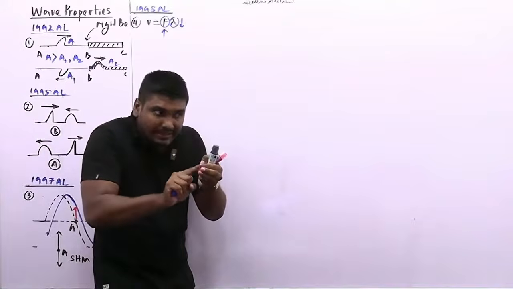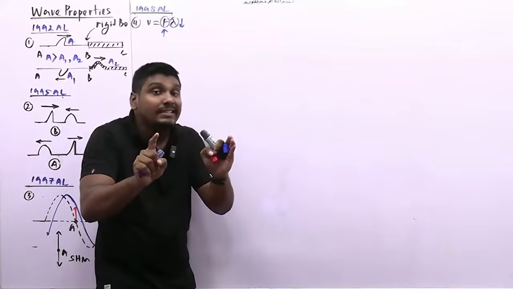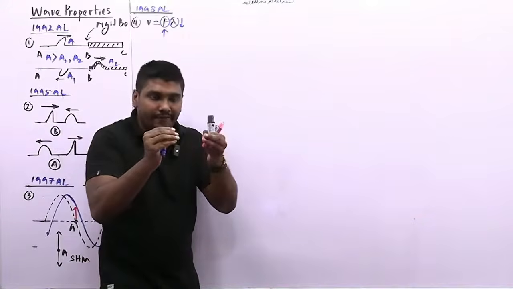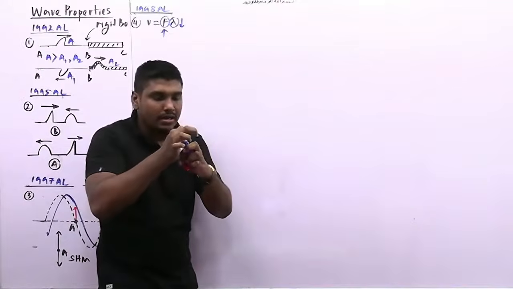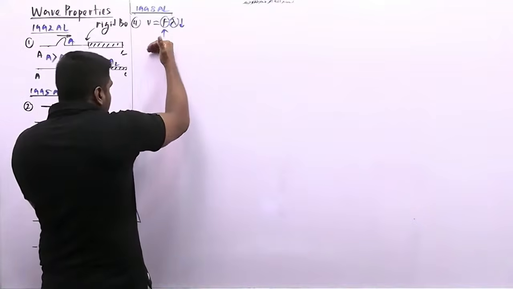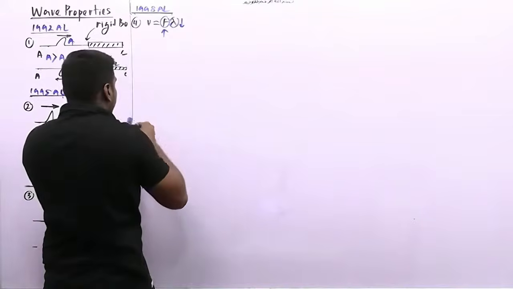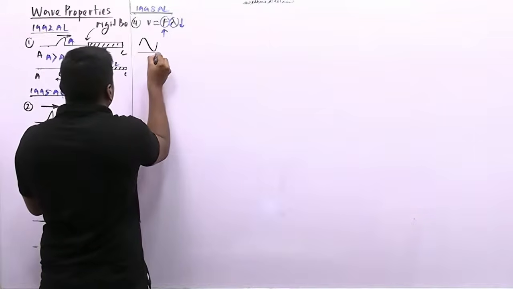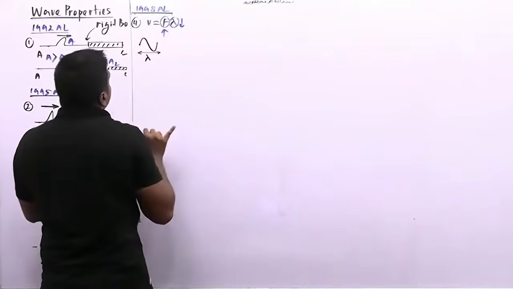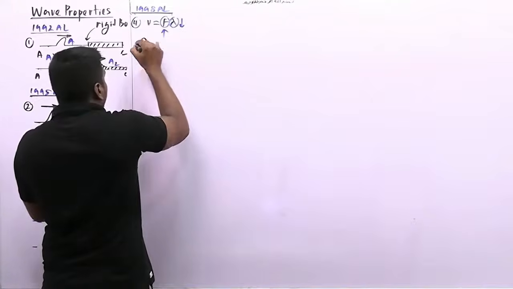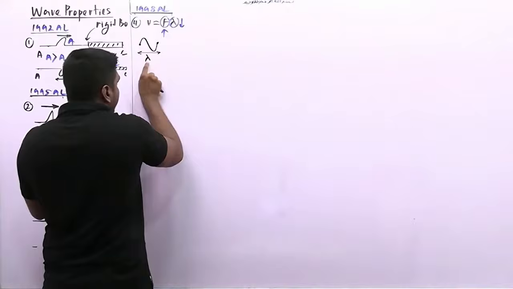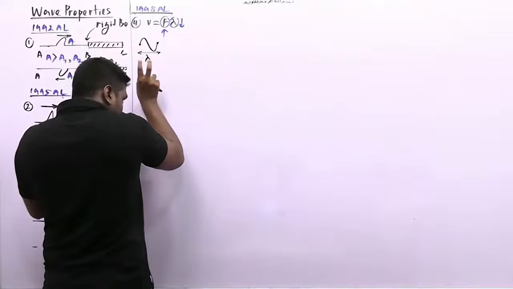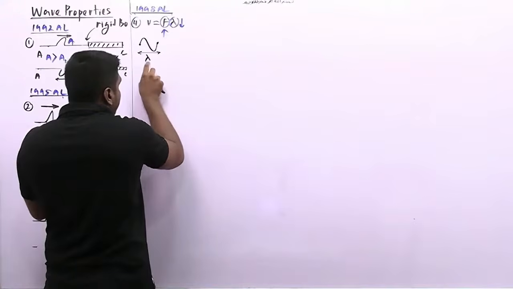Or the distance between 2 adjacent medium particles under the same phase. There are different definitions for wavelength. The length of one complete cycle we can call the wavelength. If you consider one cycle, this length we can call the wavelength. Many will forget this definition. The distance between 2 adjacent medium particles under the same phase we can also define as wavelength. Many will forget that.